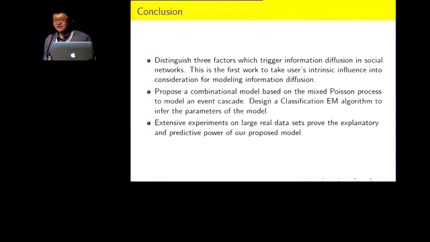And finally, there is the conclusion. In this work, we distinguish three factors which trigger information diffusion in social networks. This is the first work to take user intrinsic influence into consideration for modeling the information diffusion. And we propose a combinational model based on a mixed Poisson process to model an event cascade. We design a classification EM algorithm to infer the parameters of the model. And the extensive experiments on large real data sets prove the explanatory and the predictive power of our proposed model.